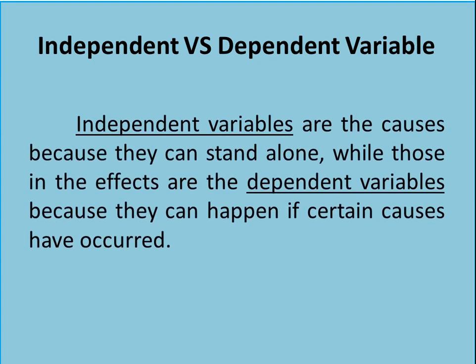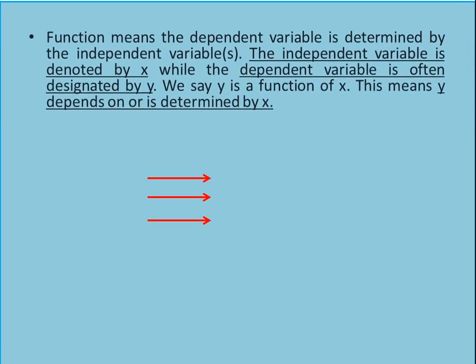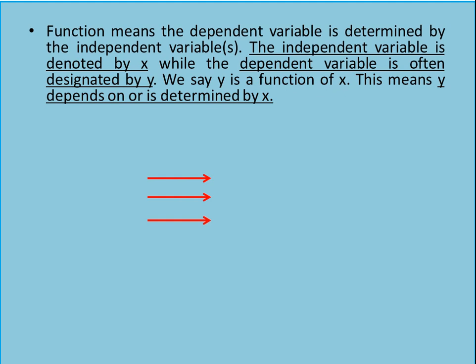So, apply na natin siya sa mathematics or ito yung definition niya in English ha. Independent variables are the causes because they can stand alone, while those in the effects are the dependent variables because they can happen if certain causes have occurred. So, dumedepende yung output kung ano yung ginawa. So, ito na, apply na natin siya sa mathematics.